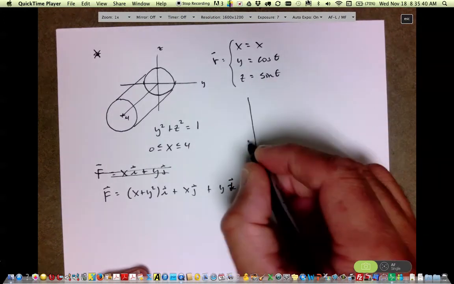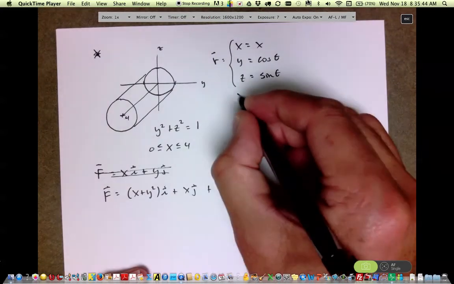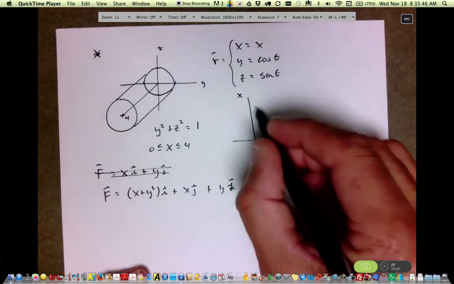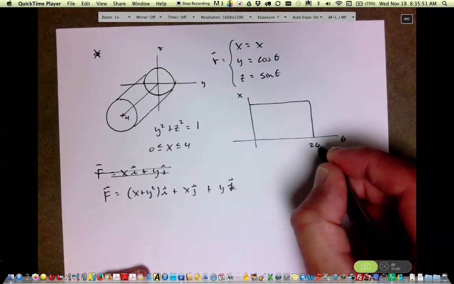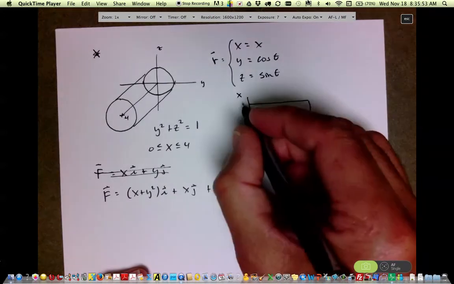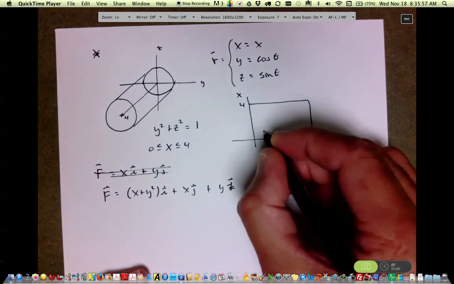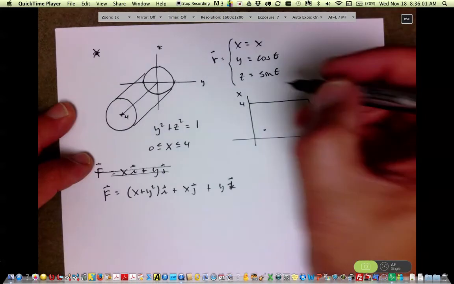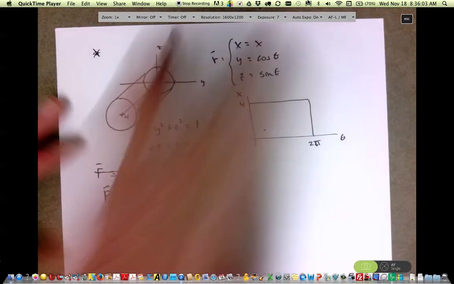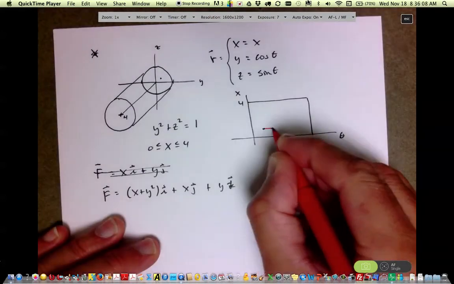Right, and then look at what happens in my theta and x plane. Alright, so there's going to be limits on these two. Theta is going to go all the way around the circle, so this will go from 0 to 2 pi, and x is going to go from 0 out here to 4. Alright, like we did before, a point in this plane is going to correspond to a point on the surface as theta increases.